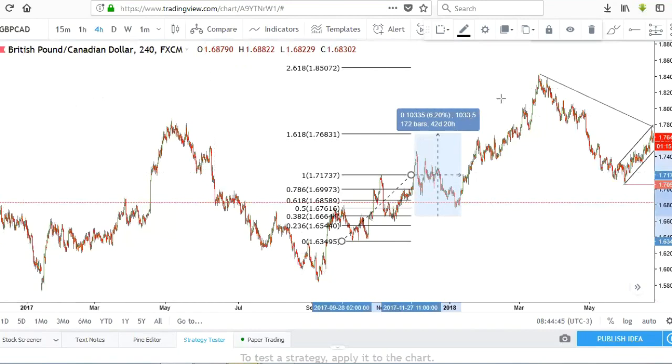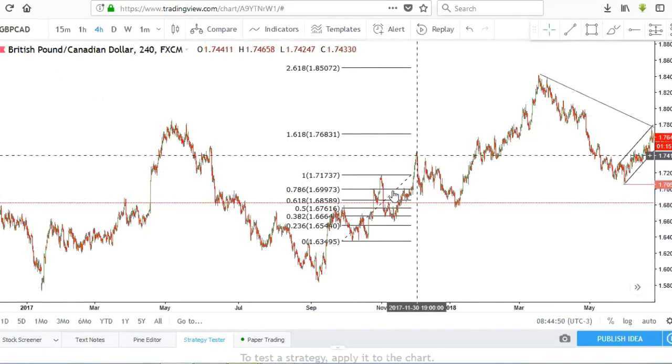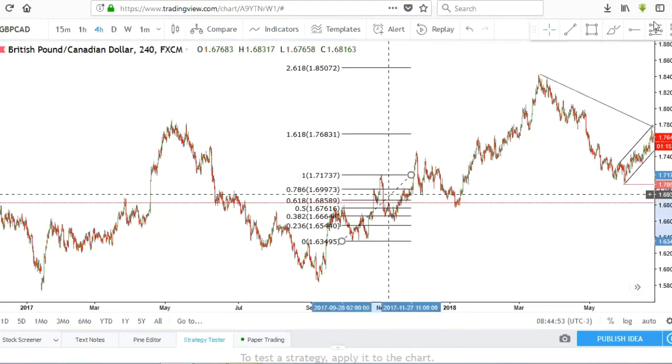Now let's look at the going short one, the going short one of calculating your profits on the Fibonacci tool.